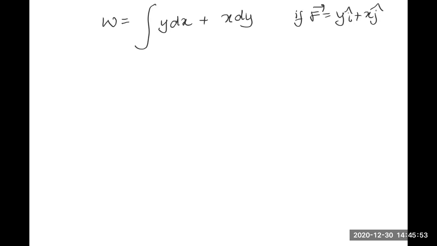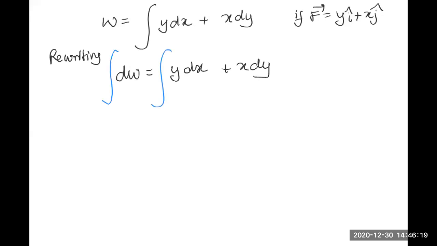Okay. So I am going to write this, rewriting, dw is equal to y dx plus x dy. And I hope nobody has a problem with this, because if I integrate on both sides, this will become w and we will have to find its value. I have only removed the integration sign from there. So dw is equal to y dx plus x dy.